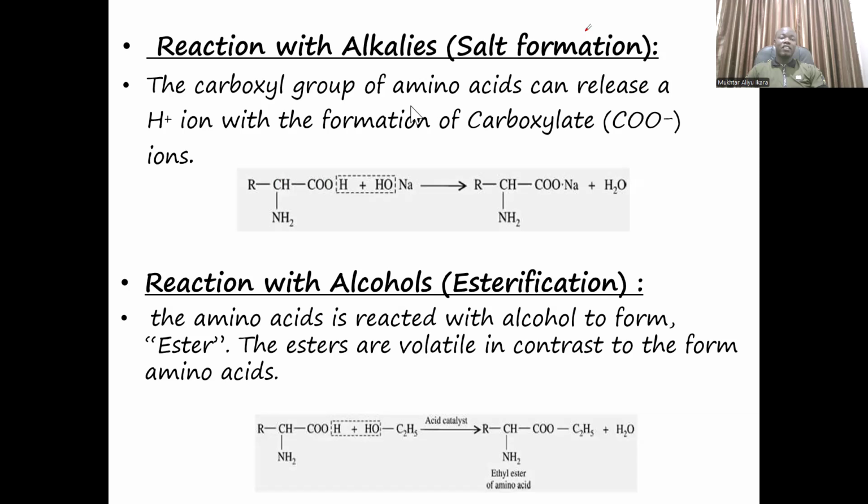Then the next type of reaction is the reaction of the amino acid with alkalis, that is salt formation. Generally, the carboxylic group of an amino acid can release a hydrogen ion with the formation of a carboxylate ion. We can see clearly here we have sodium hydroxide. Sodium hydroxide reacts with the hydrogen from the carboxylic group to generate water molecules and the corresponding salt, which is sodium carboxylate.